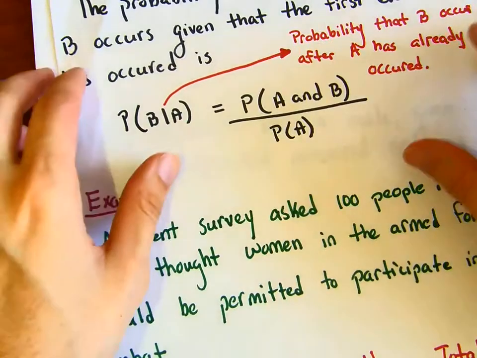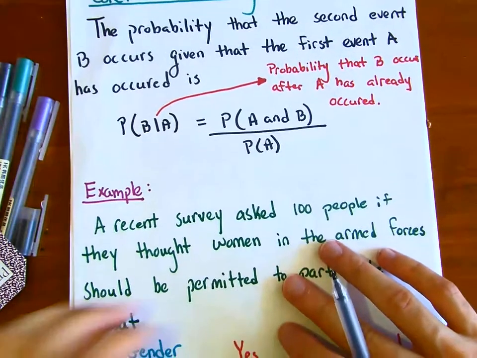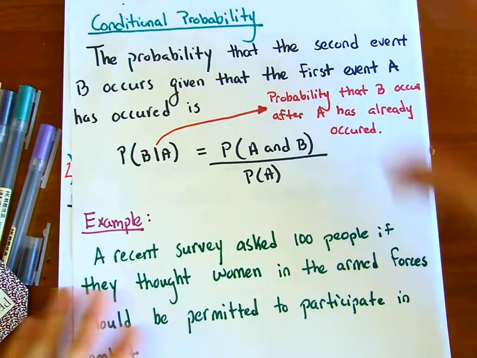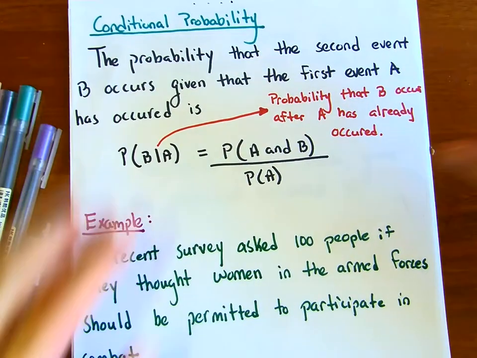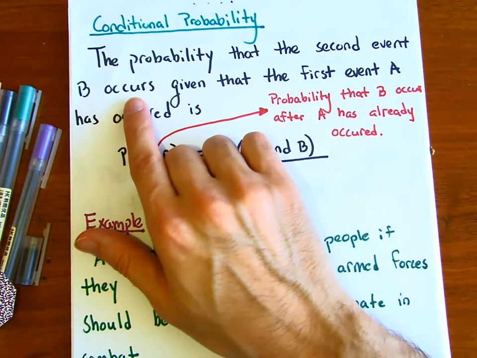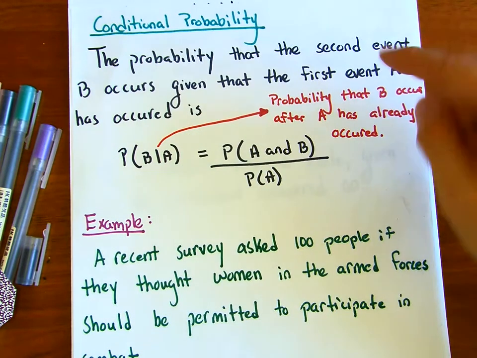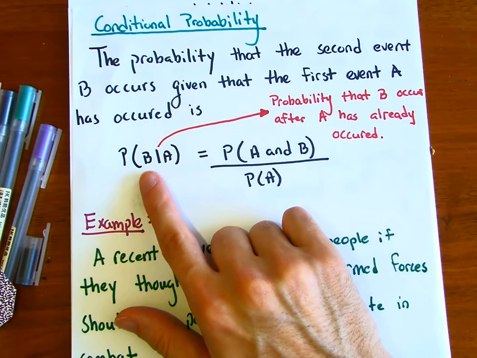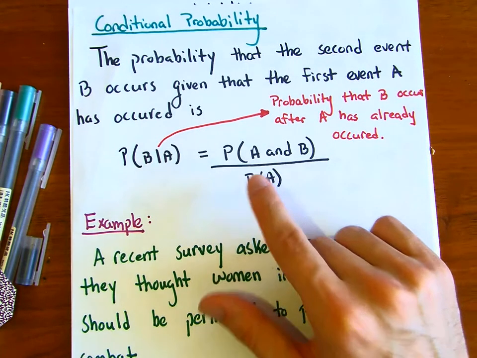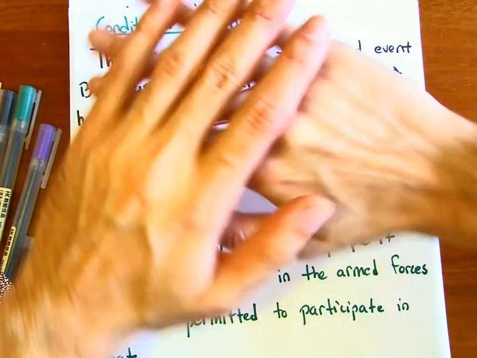The conditional probability. Let me fix my camera angle. Sorry. Okay, that's better. Take a second and please copy this down. The probability that the second event B occurs, given that the first event A has occurred, is the probability of A and B over the probability of A. So just copy this down for now and then ignore it. We're going to come back to it.